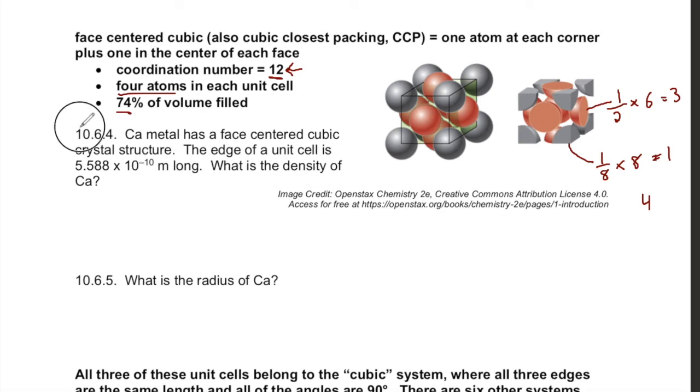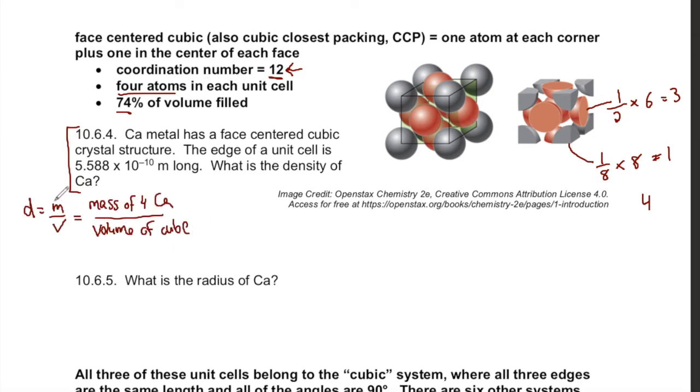So let's see if we can do the density again with this type of unit cell. This time we have 4 atoms in each unit cell. So calculating the mass over the volume, we need the mass of 4 calcium atoms and the volume of the cube.